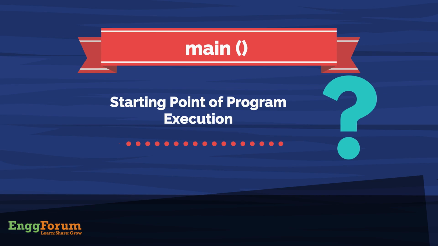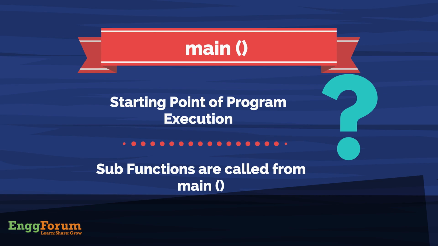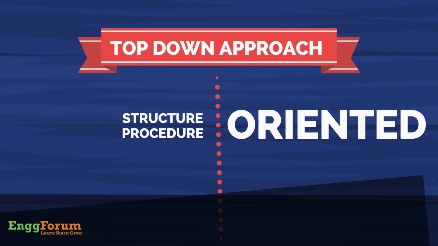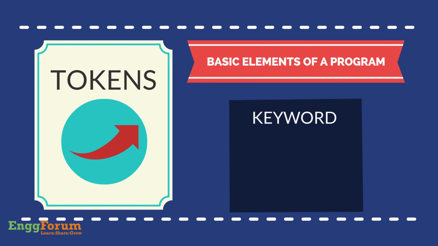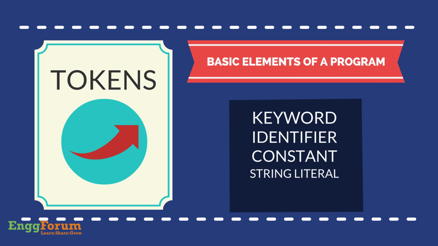Program execution starts right from main function in C programming. All sub-functions are called from main function. C program being a structure-oriented or procedure-oriented language, it follows top-down approach. A C program contains various tokens. Token can either be a keyword, an identifier, a constant, a string literal, or a symbol.